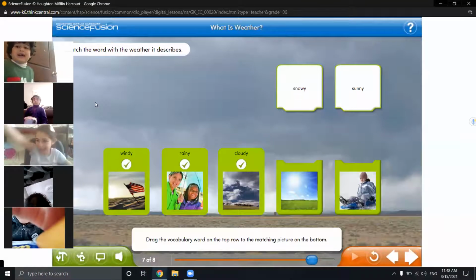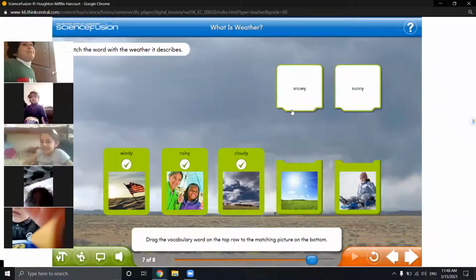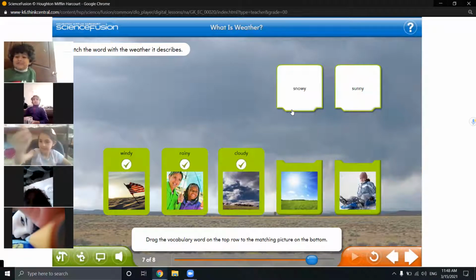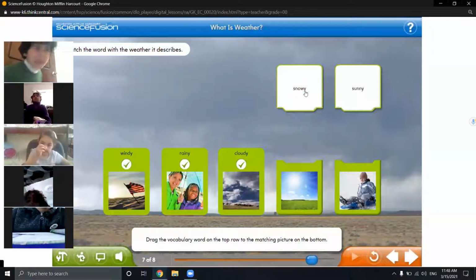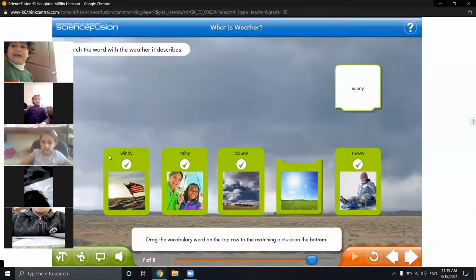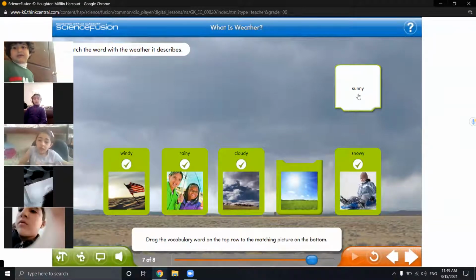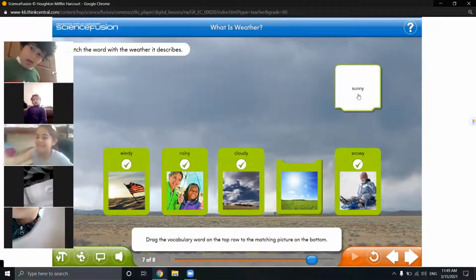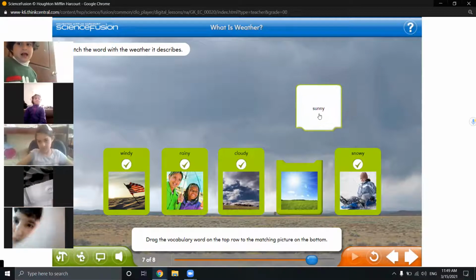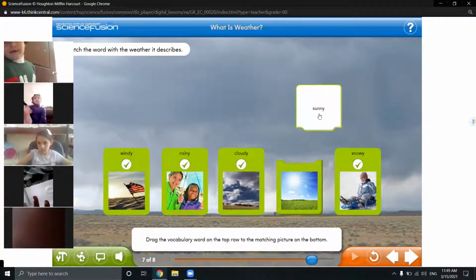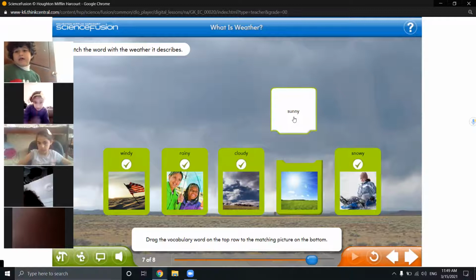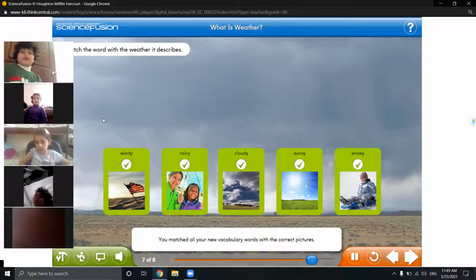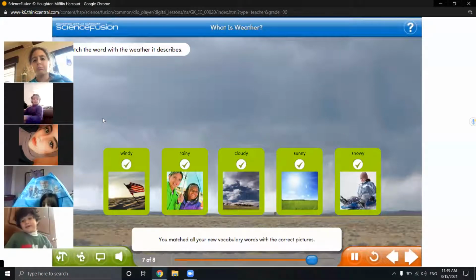And the fourth one, Rashid. Snowy. Yes, snowy. With which picture? We have 1, 2, 3, 4, 5. 5, bravo. And the last one, Laura, sunny. With which picture? 4. Yes, 4. Very good. You got it. You matched all your new vocabulary words with the correct pictures.